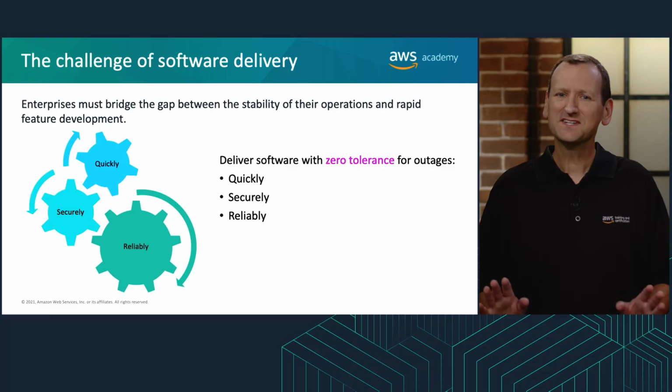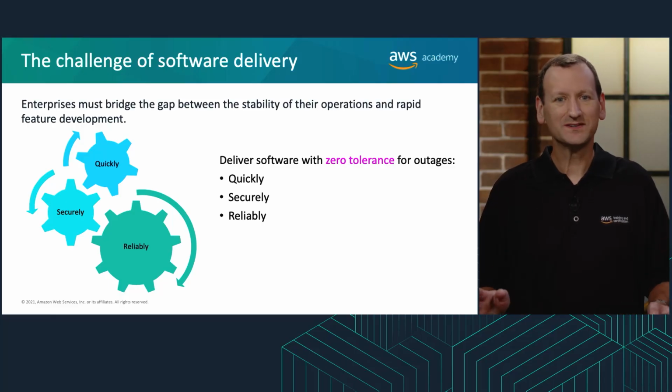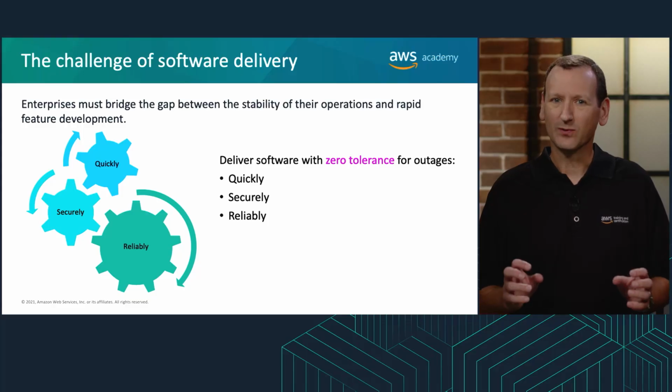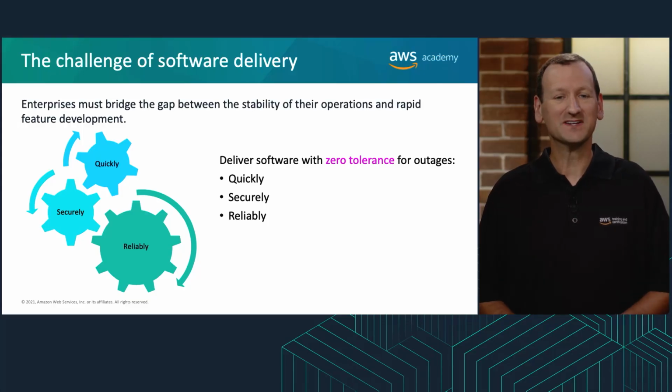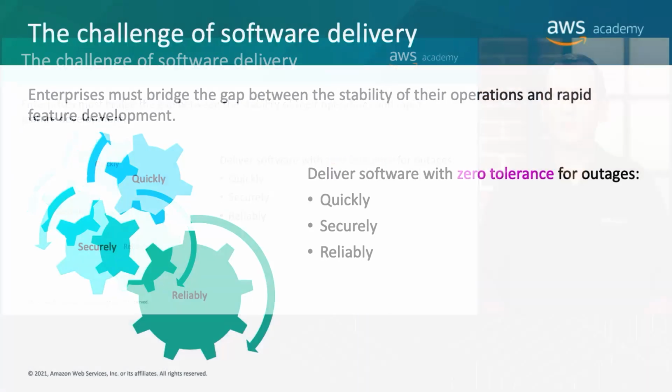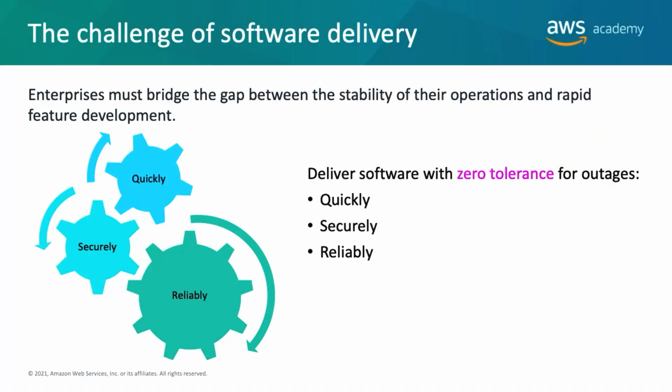Section 2, Systems Development Lifecycle. It's a challenge to develop and deliver software. Developers need to quickly build secure solutions that are reliable and can scale to meet customer demands. Operational stability and rapid feature development are two goals that might seem like they're far apart, and methodologies are needed to bridge the gap between them.